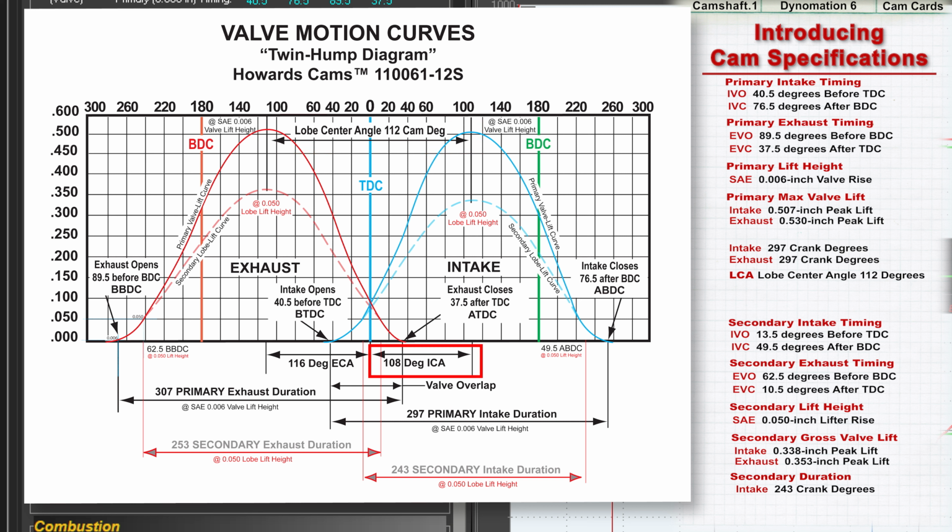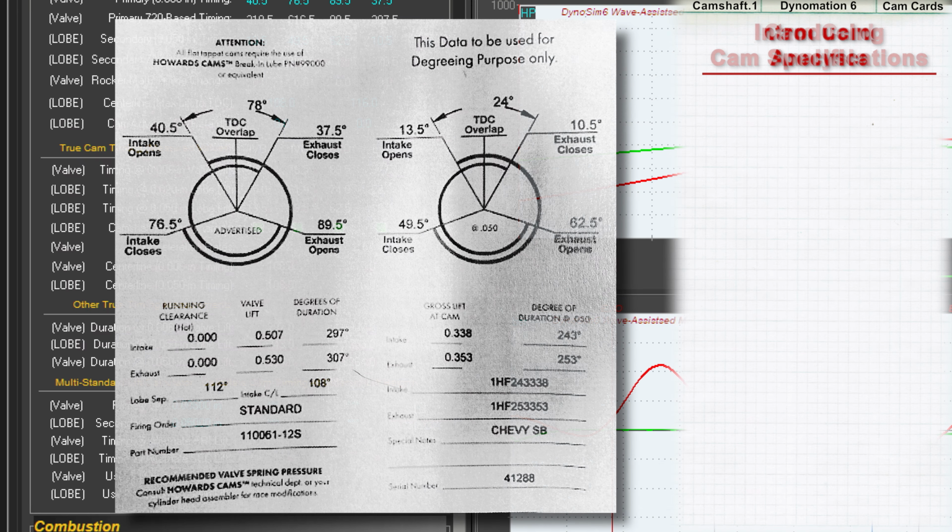Also notice the intake centerline angle, called ICA, and the exhaust centerline angle, ECA. These timing durations are recorded in crankshaft degrees as they measure the rotational distances from the lobe centerlines to the piston at top dead center. Finally, the span of degrees during which both intake and exhaust valves are open is the overlap period, shown here. It is also measured in crankshaft degrees.